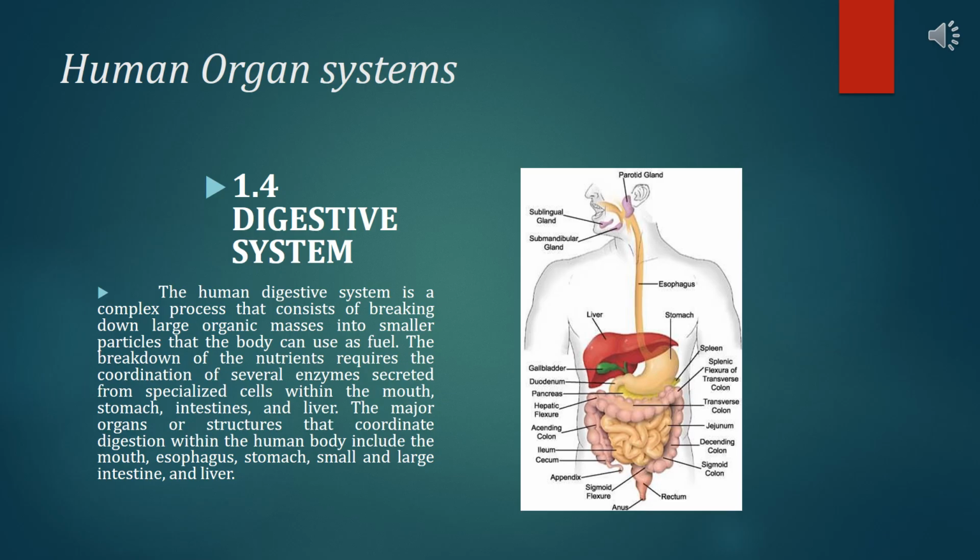1.4 Digestive system. The human digestive system is a complex process that consists of breaking down large organic masses into smaller particles that the body can use as fuel. The breakdown of the nutrients requires the coordination of several enzymes secreted from specialized cells within the mouth, stomach, intestines, and liver. The major organs or structures that coordinate digestion within the human body include the mouth, esophagus, stomach, small and large intestine, and liver.